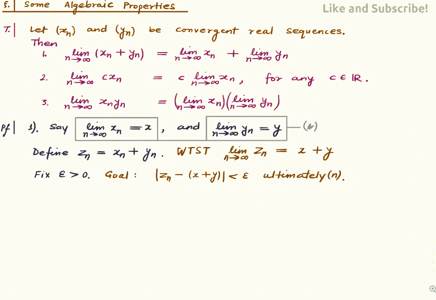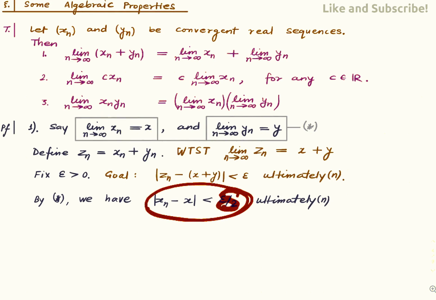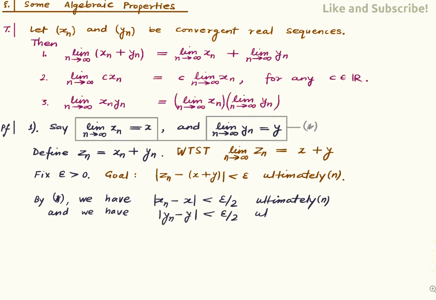And now by star, I'm just looking at this for the moment, we have epsilon by 2, I will write. This happens ultimately. Right, again, what does this mean? This means no matter what positive delta you choose, this will happen ultimately. So we choose epsilon by 2. You will see why we have chosen epsilon by 2. And we also have, now we are looking at the other part, this happens ultimately.